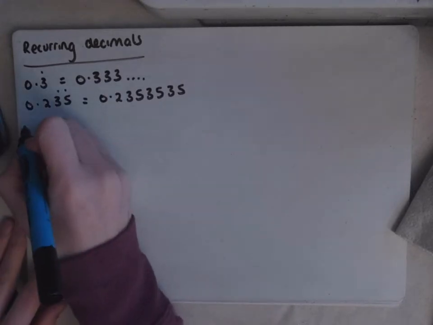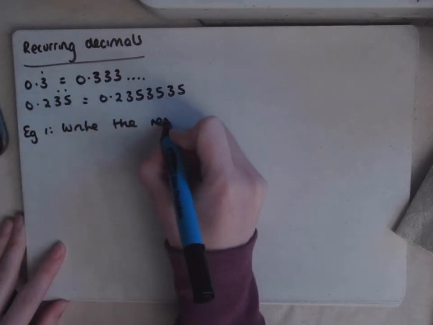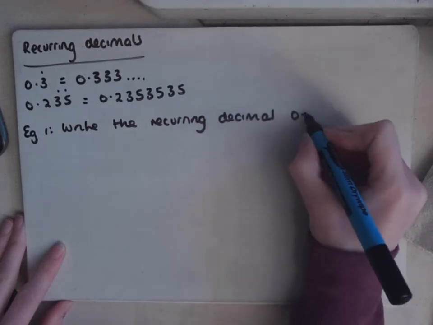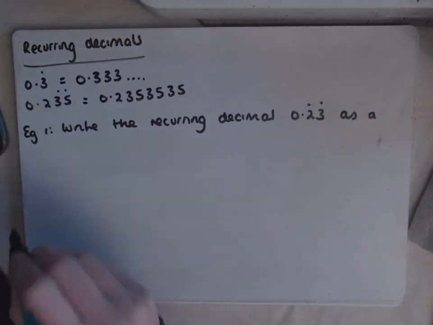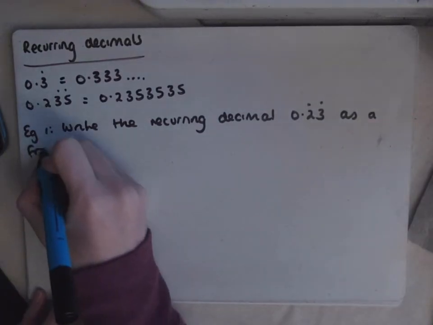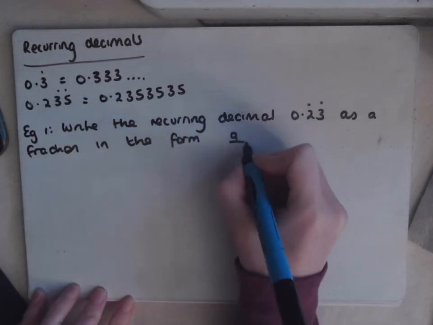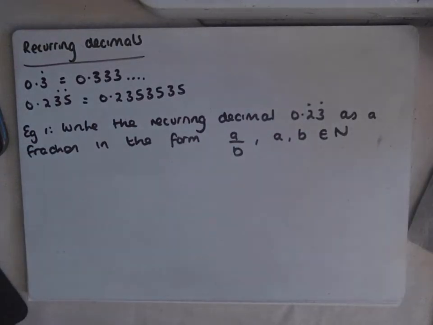So an example here. Write the recurring decimal 0.23 as a fraction in the form a over b where a and b are elements of N. So to write it as a fraction, what we have to do is write it as a series first.